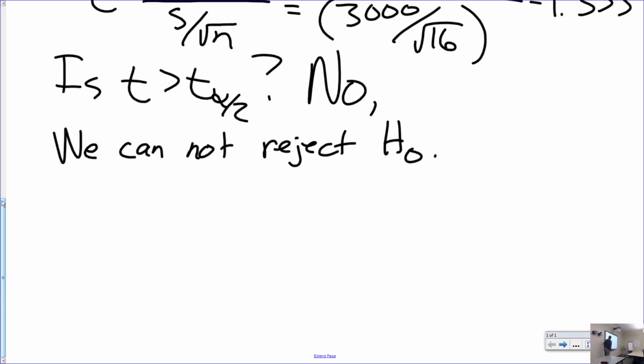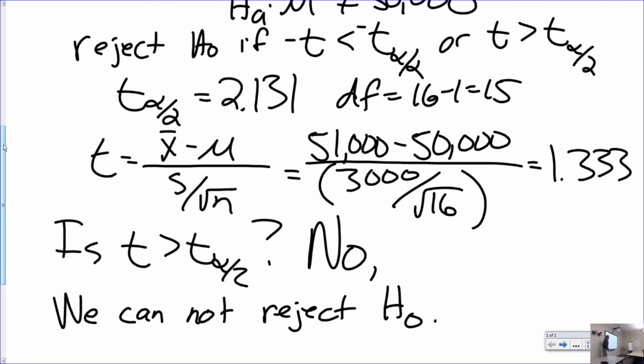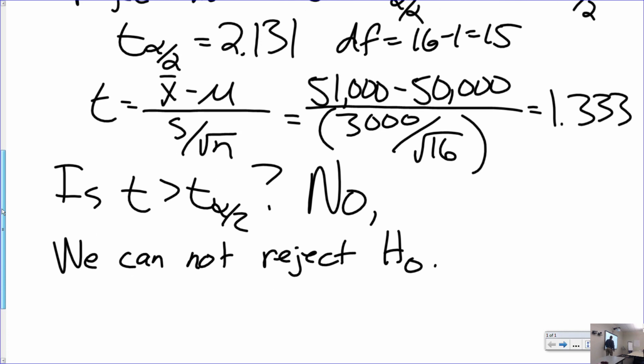All right, so not bad. I wanted to make sure we did one example where we didn't reject. Here's one that it didn't work, so we're not going to reject the null hypothesis. And again, the idea here is that you can either reject it or you can not reject it.